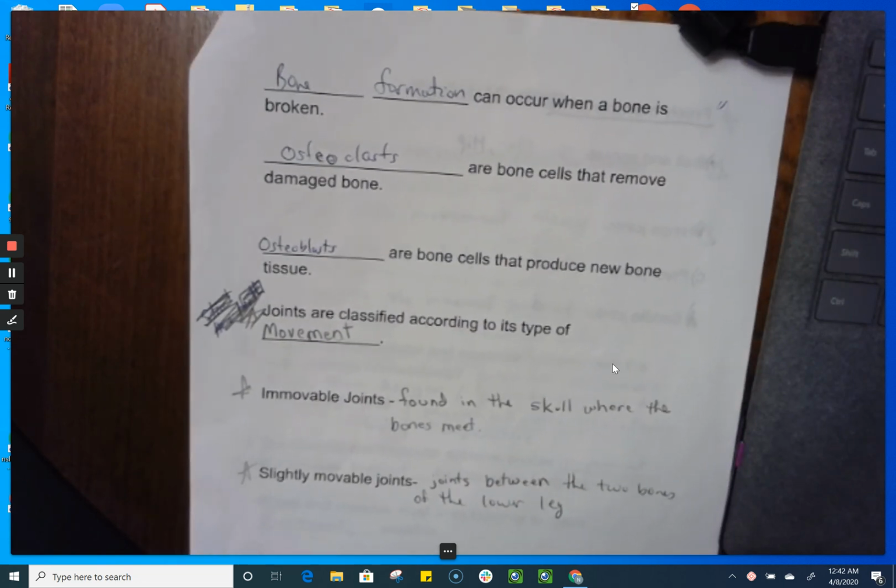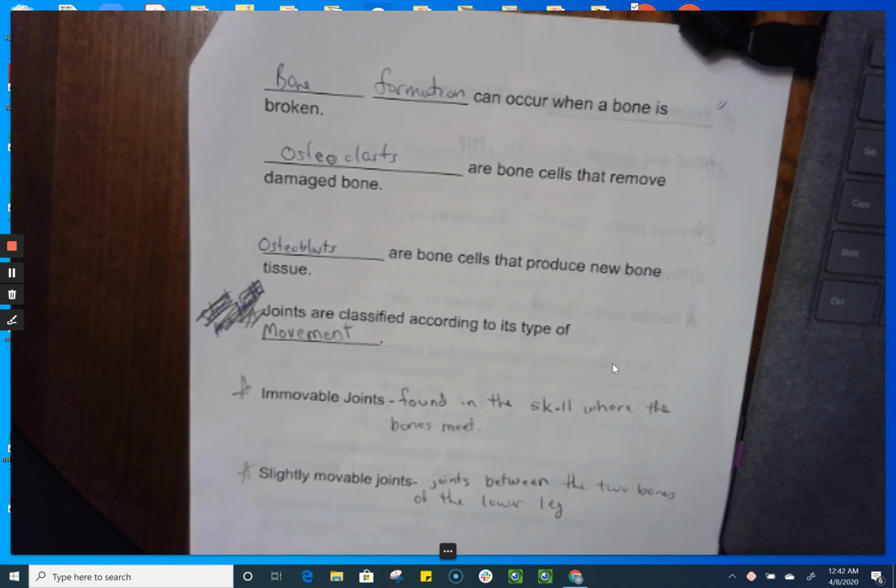Bone formation can occur when a bone's broken. Bones can heal. There are certain cells within the skeletal system called osteoclasts. They remove the damaged bone, and then osteoblasts are bone cells that produce new bone tissue.